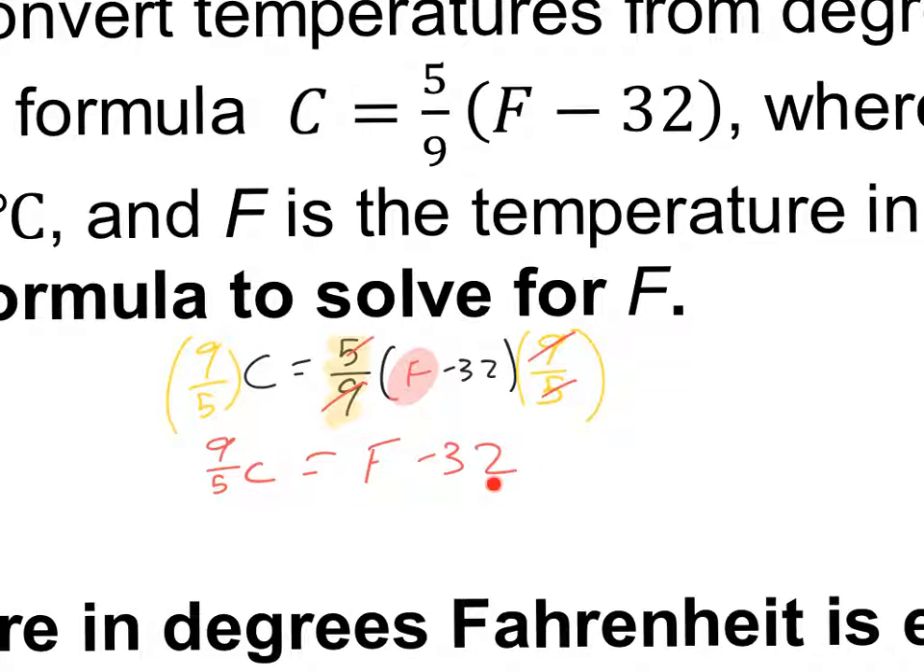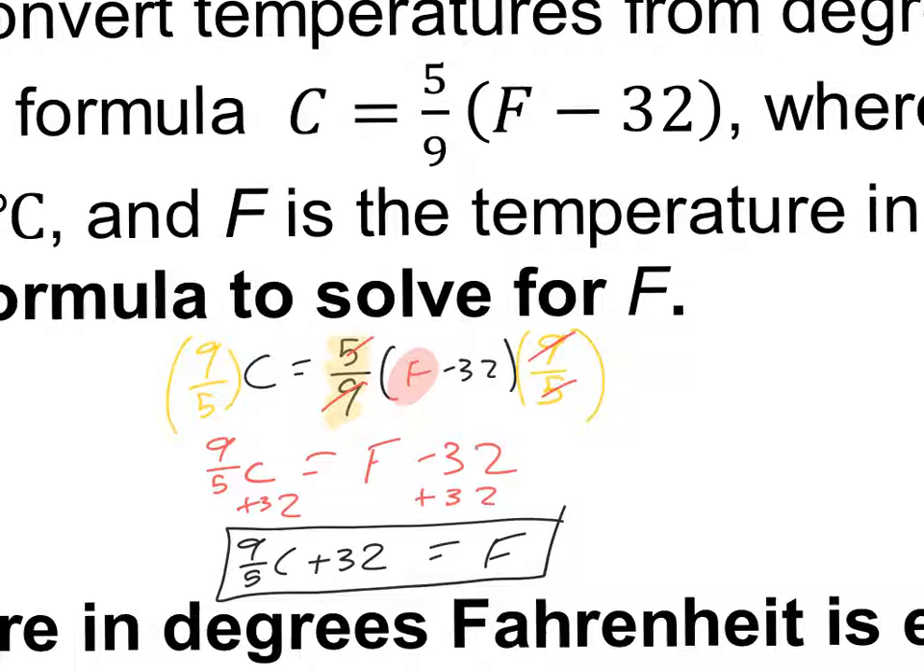Okay, so now F is a little bit closer to being all by itself. All I have to do now is add this 32 because it's subtracting 32, so I want to undo that. So I'm going to add 32 to both sides. Add 32, add 32. And so 9/5 C plus 32 would equal F. So now I have a formula for Fahrenheit, where if I just plug in the Celsius, I get the Fahrenheit. So even though I started with one where I plug in the Fahrenheit and it kicks out the Celsius, I just basically found the inverse, and now I plug in the Celsius and I get the Fahrenheit.